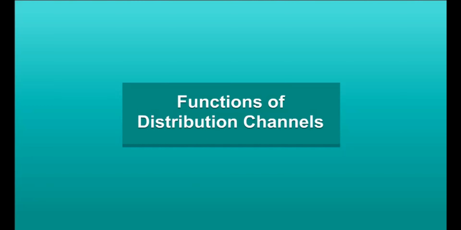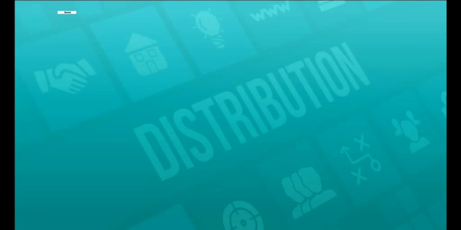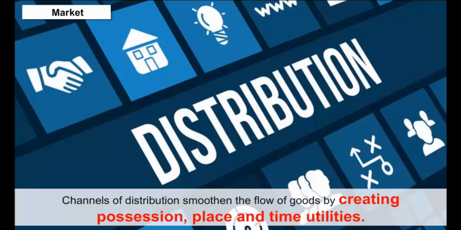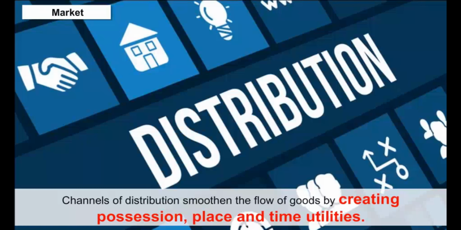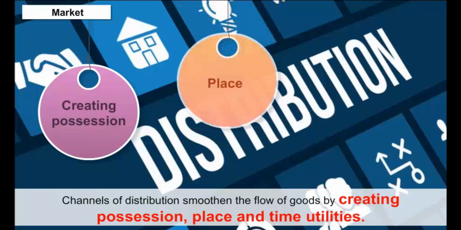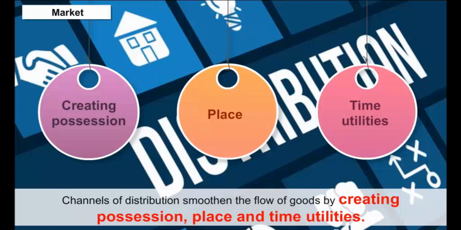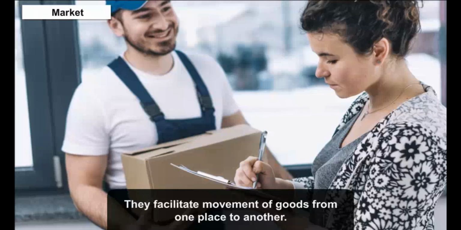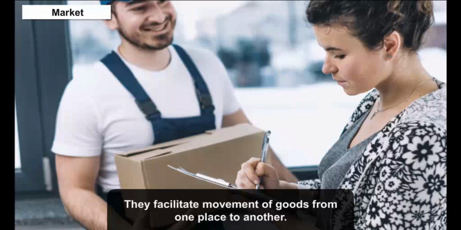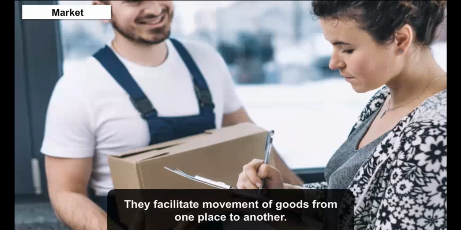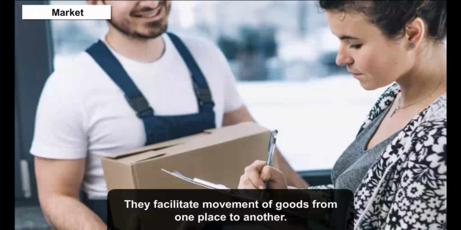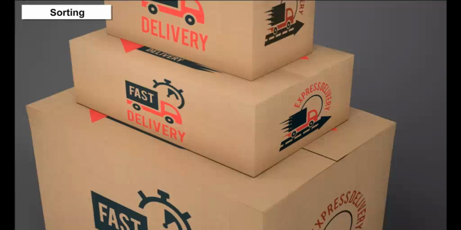Functions of distribution channels. Channels of distribution smoothen the flow of goods by creating possession, place, and time utilities. They facilitate movement of goods from one place to another. The important functions of distribution channels are sorting.